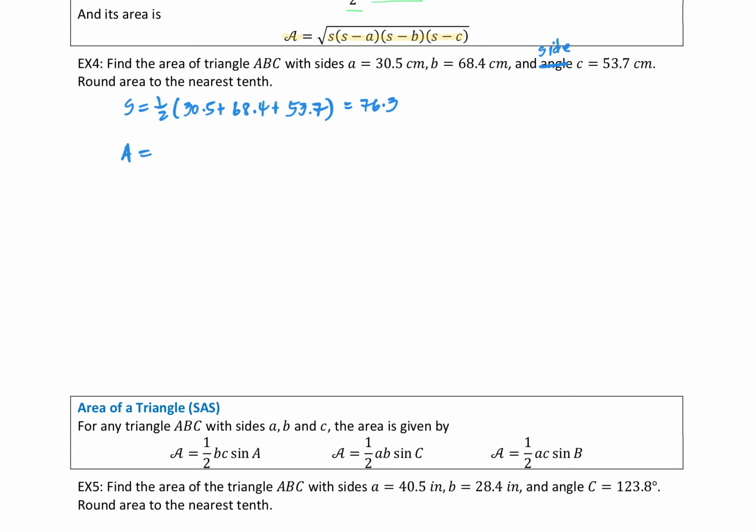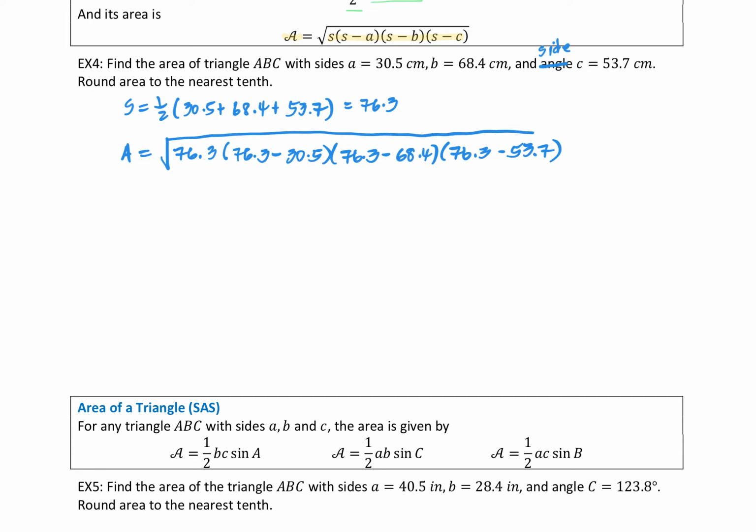Now this is going to be a long formula. So we're going to take the semi-perimeter. I'll put the square root on there later, which is 76.3. We're going to multiply it by the semi-perimeter, which is 76.3 minus side A, which is 30.5. And then 76.3 minus B, which is 68.4. 76.3 minus C, which is 53.7. All underneath a square root.